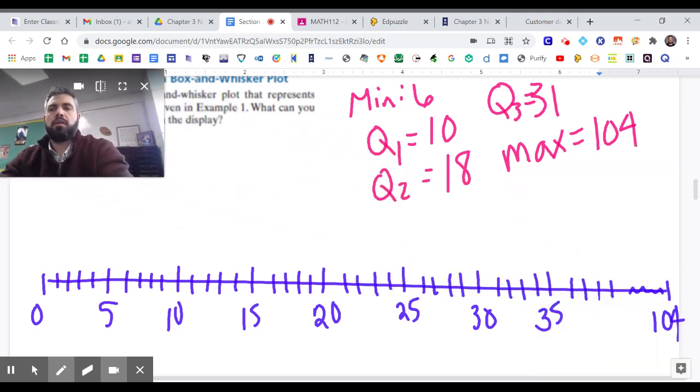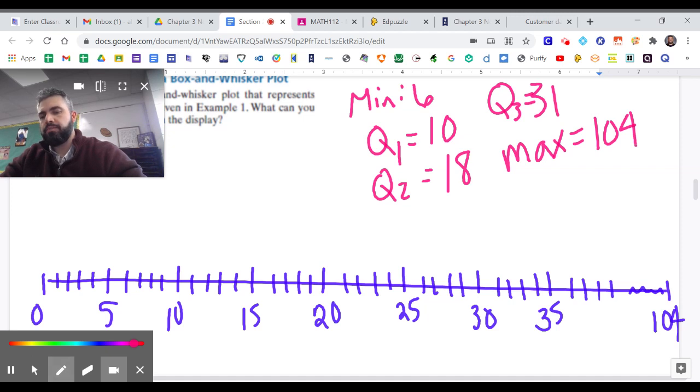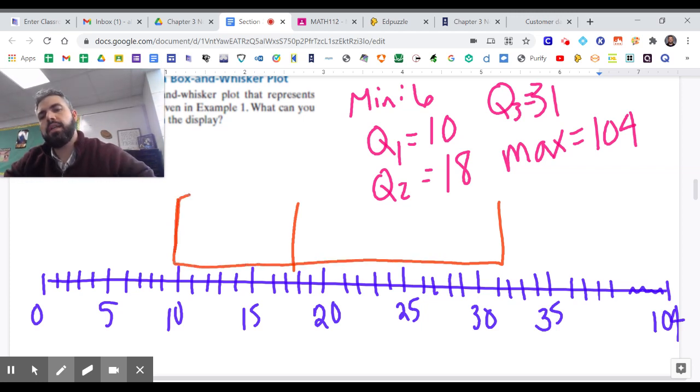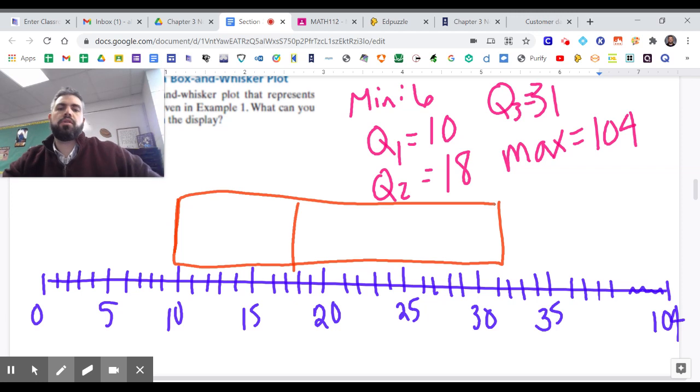Okay. So now I'm going to create my box and whisker plot using this information. So the first thing I do is I find Q2, which is 18. So I'm going to make a line right there at 18. All right, and then my Q1 was 10, and my Q3 was 31. So right there. All right, so here's our box. This is Q2 right here. This is Q1, and this is Q3 right here.